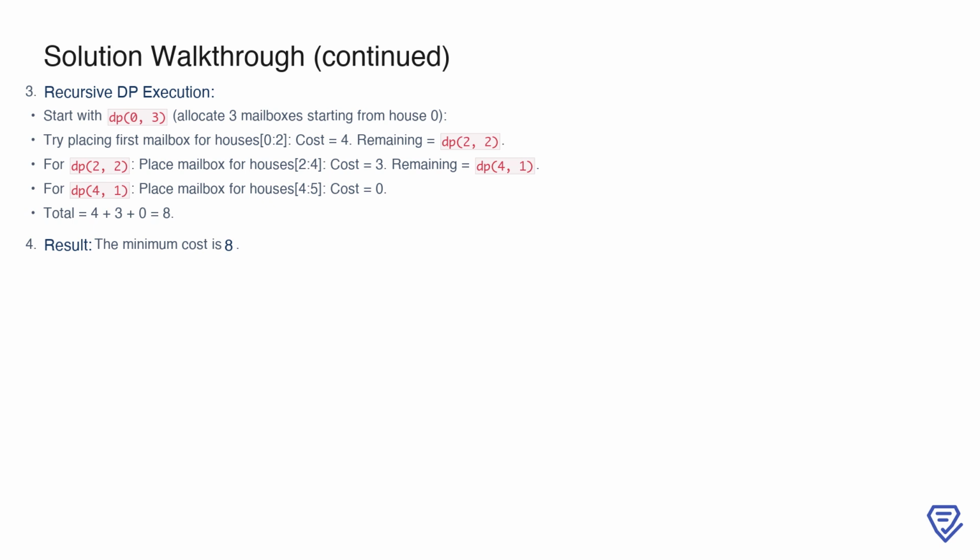For DP(2,2), we place the next mailbox for houses from index 2 to 4, which has a cost of 3. The problem then reduces to DP(4,1), where the final mailbox is placed for houses from index 4 to 5, with a cost of 0. Summing these costs gives a total of 4 plus 3 plus 0, which equals 8. Therefore, the minimum cost to allocate 3 mailboxes for houses at 1, 5, 9, 12, 20 is 8.